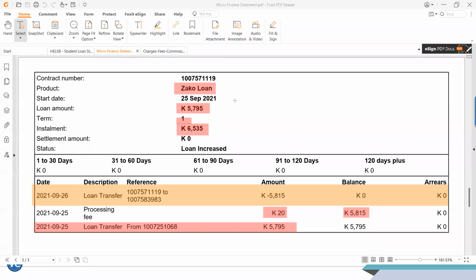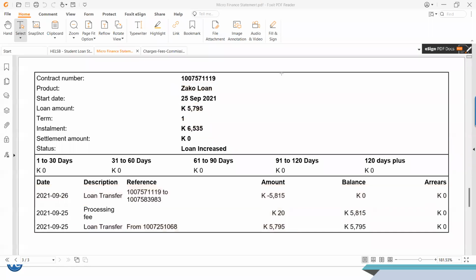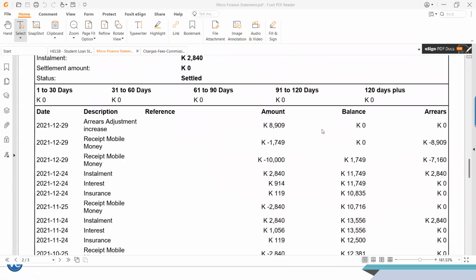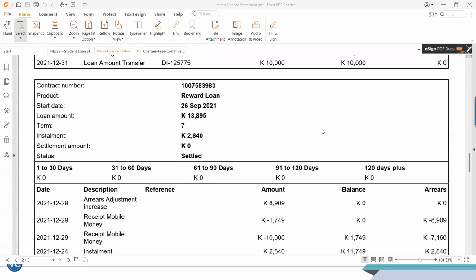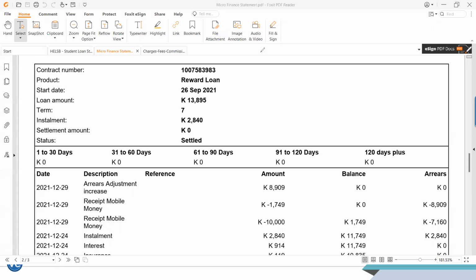So you see a loan transfer and it's moving from this reference number to that reference number. So they've carried the balance over. So this Zaku loan that they got ended, but they still haven't paid this 6,535 kwacha. They still need to pay this back, but they've upgraded their loan. So I'm going to scroll up so that we see. So now they have gone and they now have a new loan. Now this new loan, they've upgraded from Zaku. Now we have reward loan.